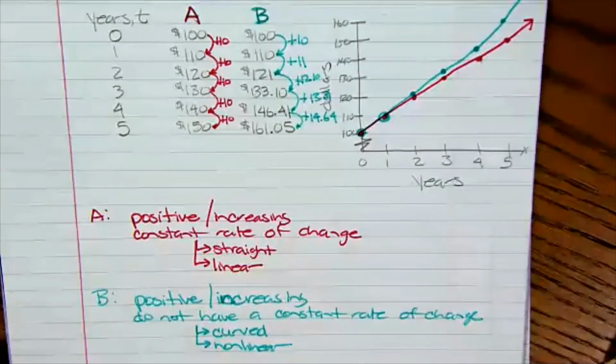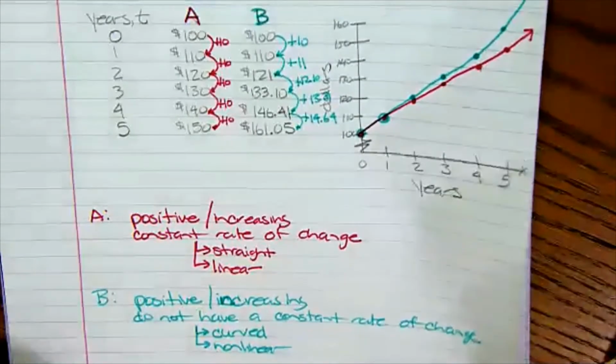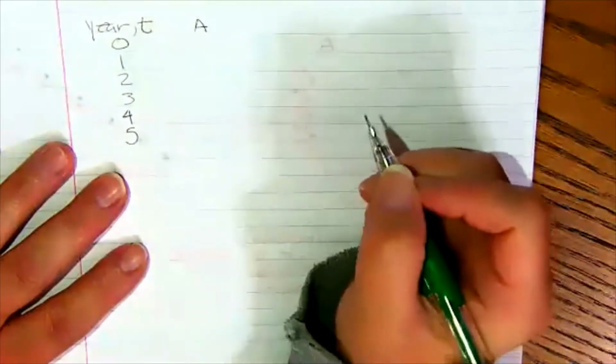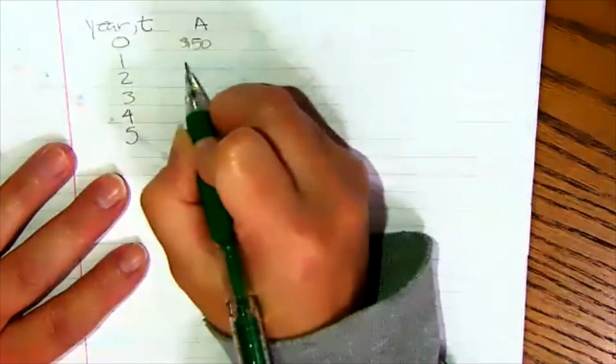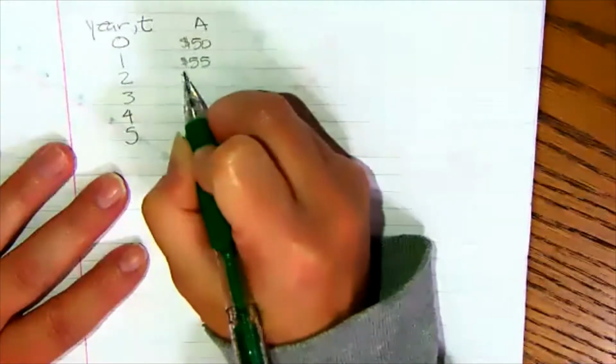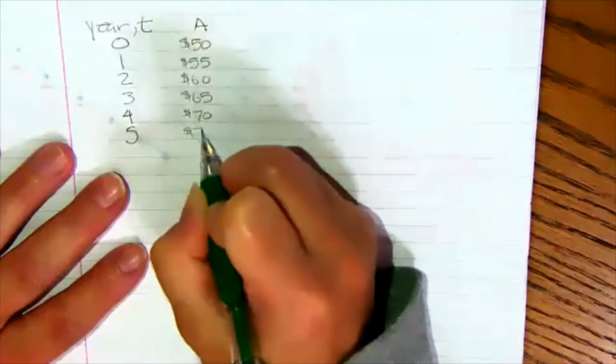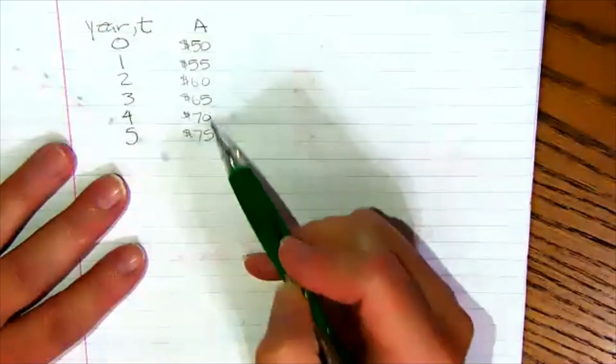So let's do another example. Okay, the book is going to give us this table. So the year again, which is time, 0, 1, 2, 3, 4, 5. We have account A, which is simple interest. We start with $50, and every year it grows by $5. Simple interest. Every year it grows by $5. It's guaranteed.